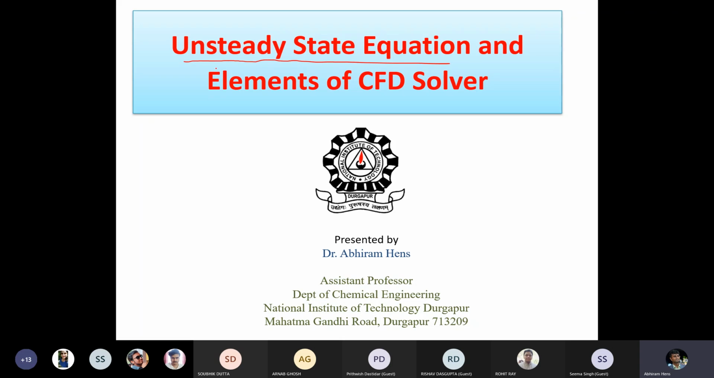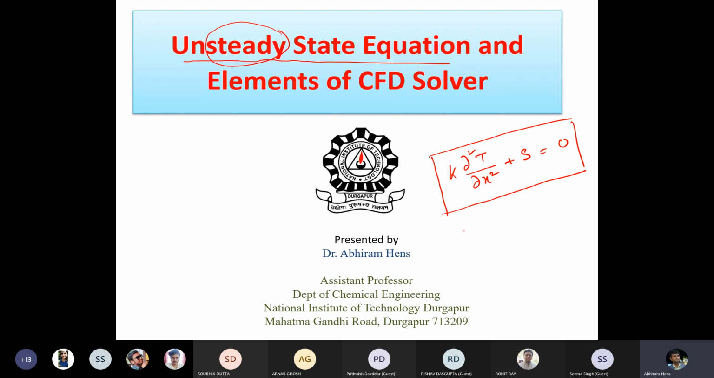So far we were only handling the steady state part. Okay, because the heat conduction equation that we have taken was like this: k d²T/dx² plus a source term, equal to 0. Or sometimes we have not considered the source term, only k d²T/dx² equal to 0. This equation we have solved with the help of the finite difference and finite element methods, and this equation signifies that this is a steady state equation. That means no temporal term is there.